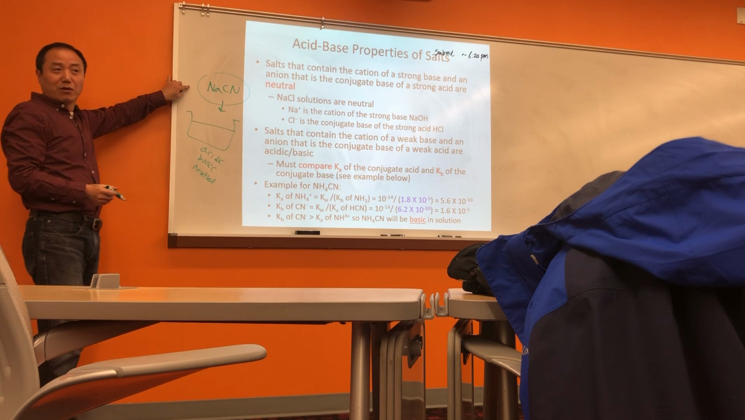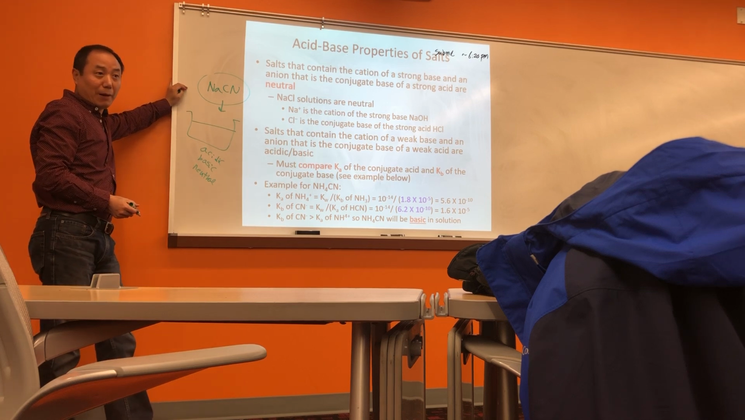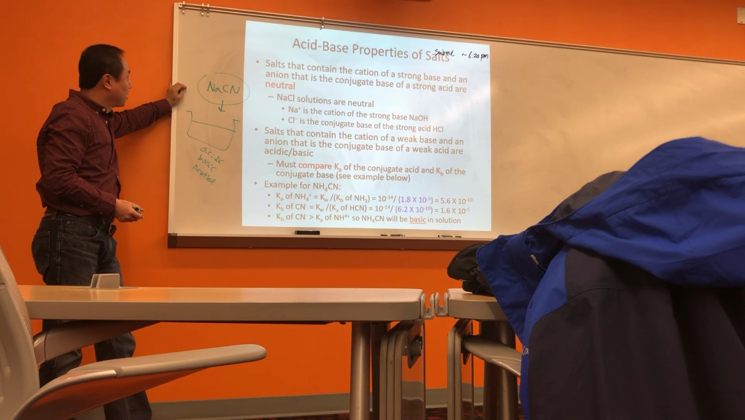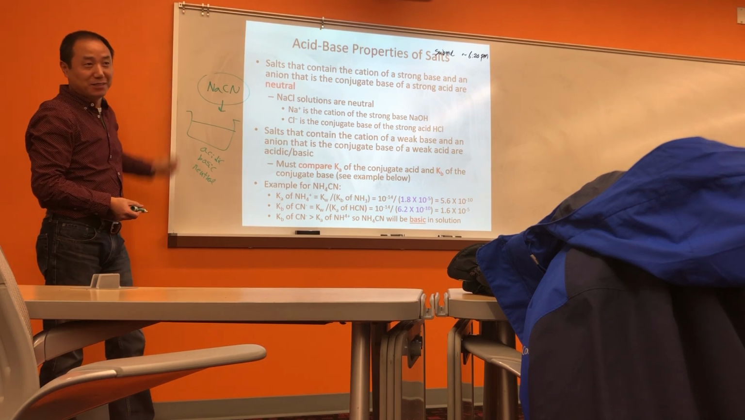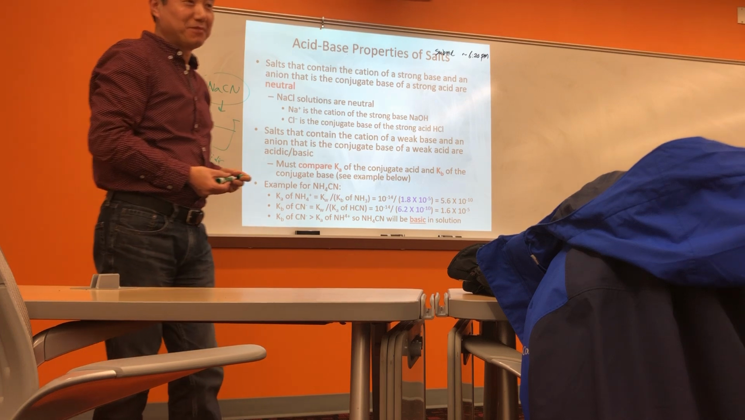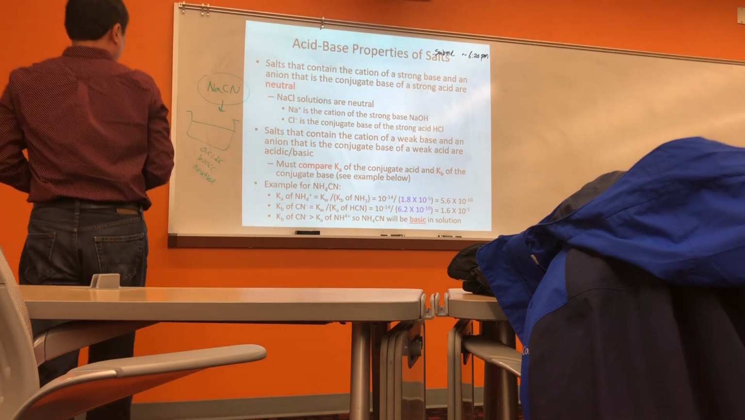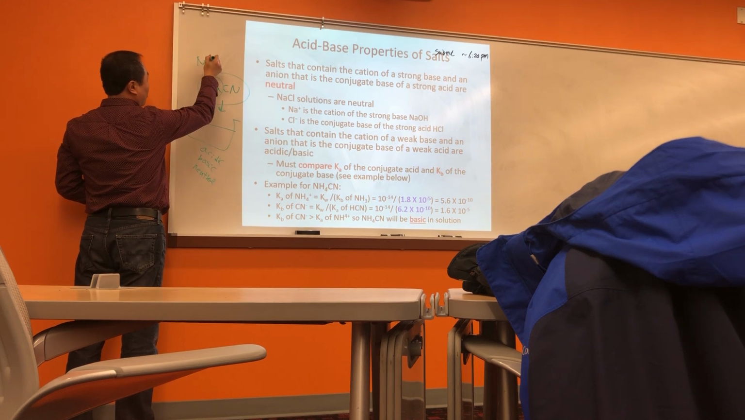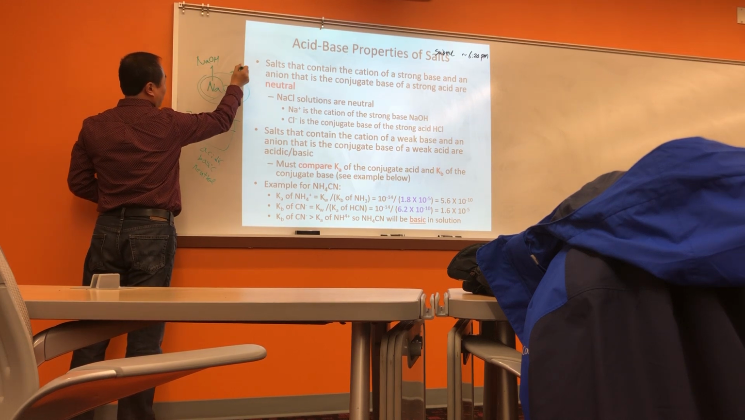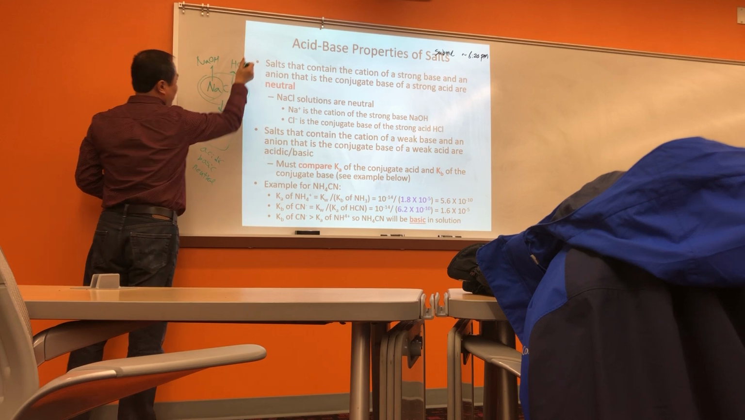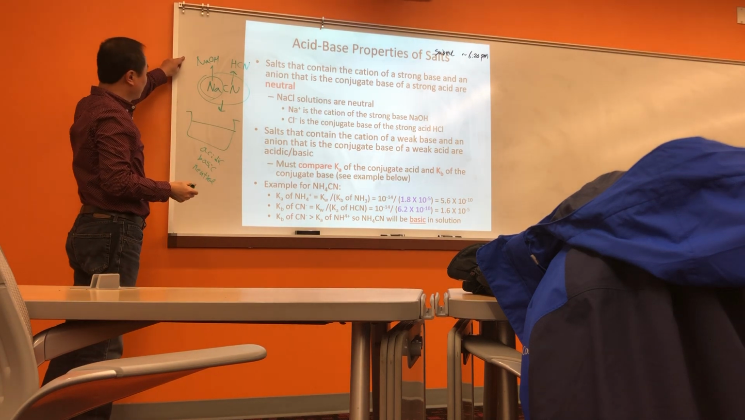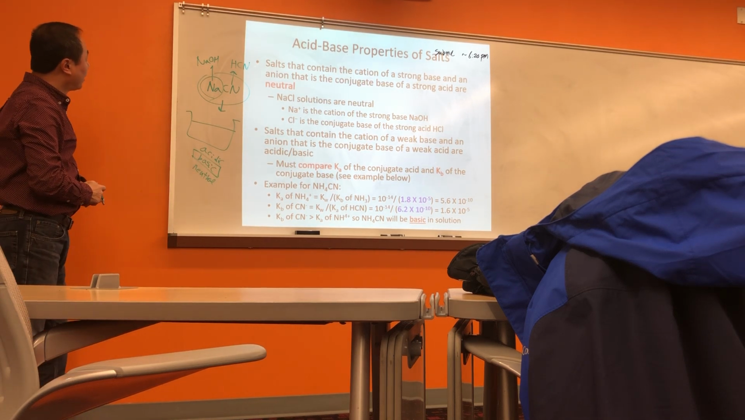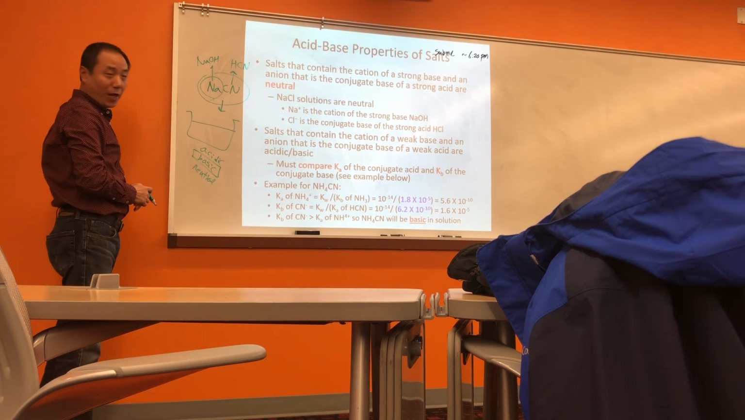Does this make a solution acidic or basic or neutral? Basic. Why? You're right. And then the strong base. Na is linked to strong base, and the cyanide is linked to weak acid. So the strong one always wins. So this will be basic. That is kind of a shortcut answer to this.